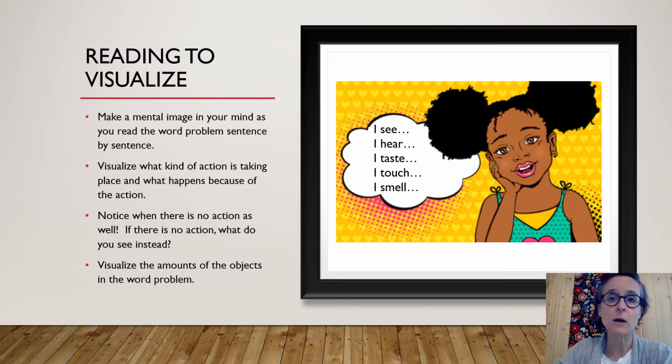You visualize what kind of action is taking place in the word problem, and you think about what happens because of that action. You also notice when there is no action. Think about what do you see instead. And you also visualize amounts of the objects that are talked about in the word problem.